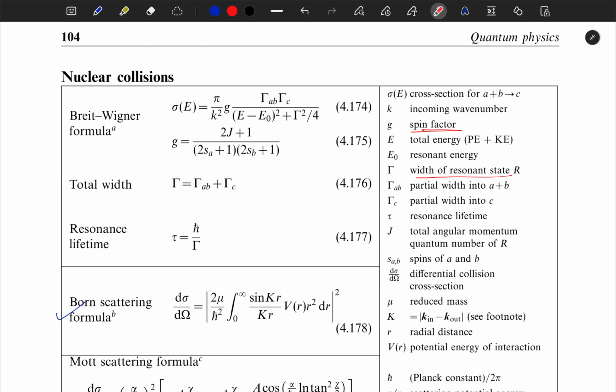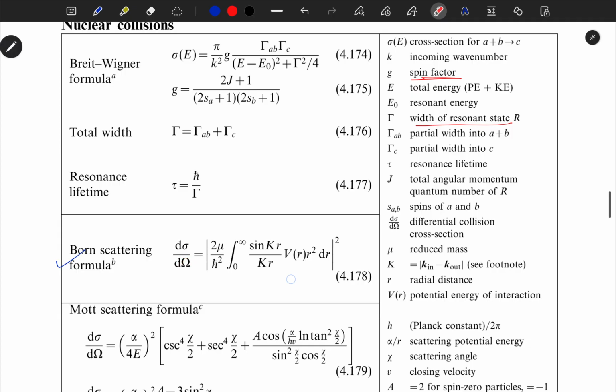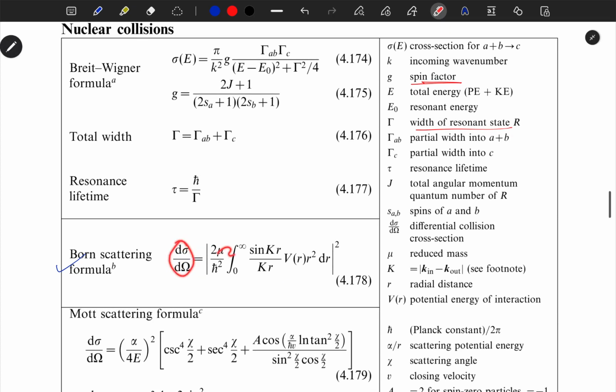Nuclear collision, we have the Born scattering formula: dσ/dΩ equals (2μ by ħ square) times the integration from 0 to infinity of sin(kr) by kr, V(r), r square dr, the whole square. So this is the differential cross section.